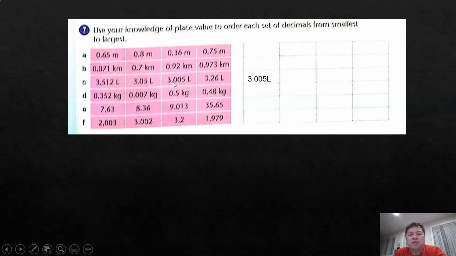That's why 3.005 is the smallest. The next smallest, oh yep, there's nothing at the tenths again. So that's why 3.05 is the smallest.